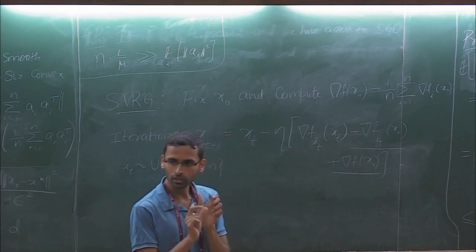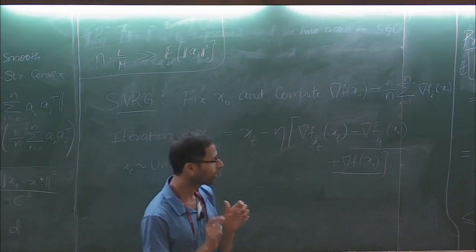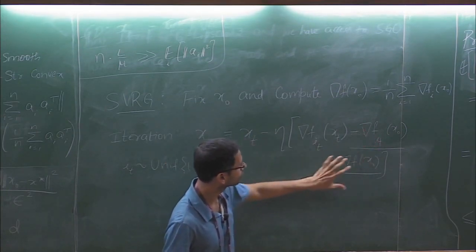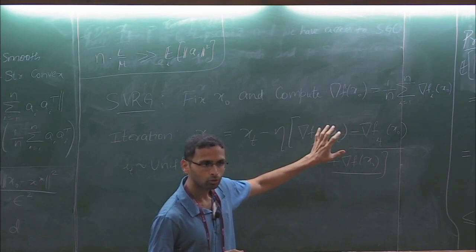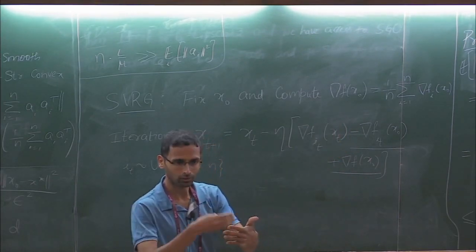I am adding a mean 0 term to the stochastic gradient. But the reason I'm doing this is that I hope this will reduce the variance of this whole estimate, so that when I'm closer to the optimum, I will converge much faster.